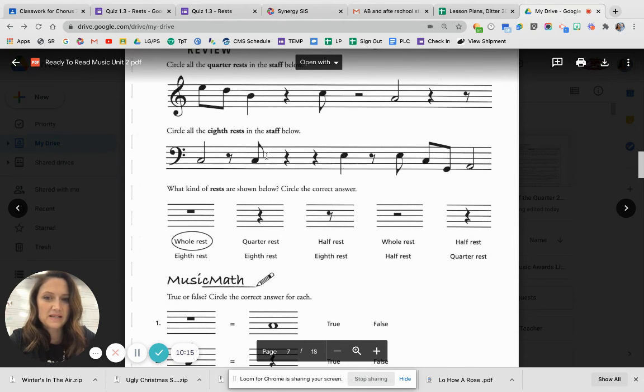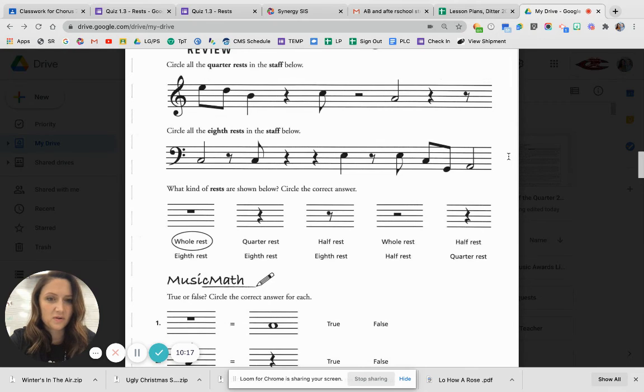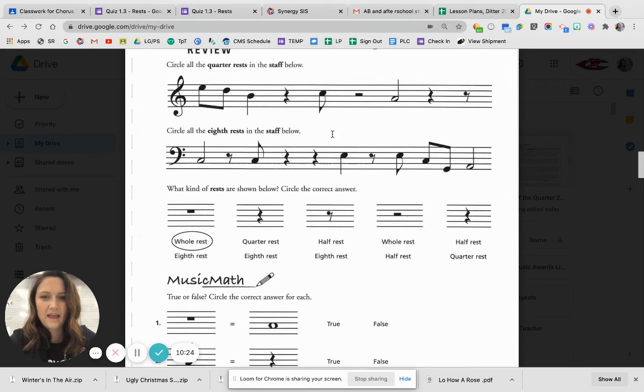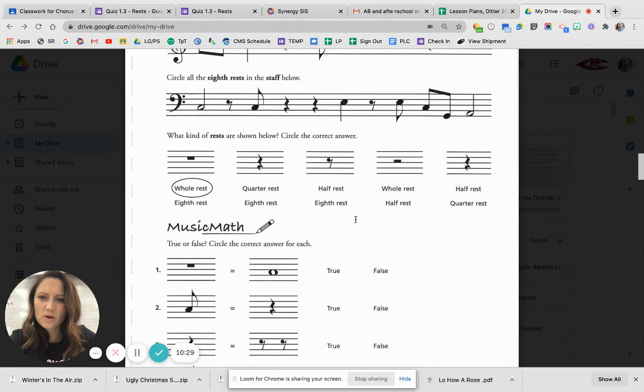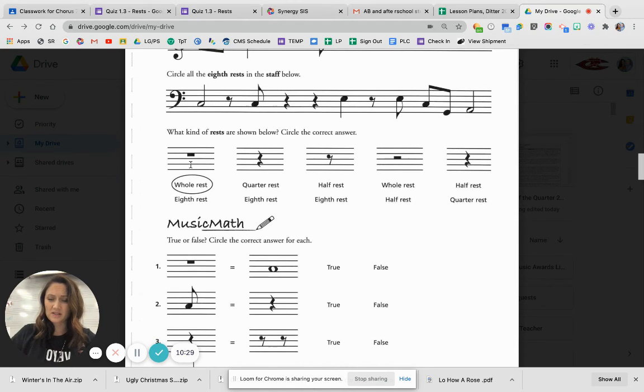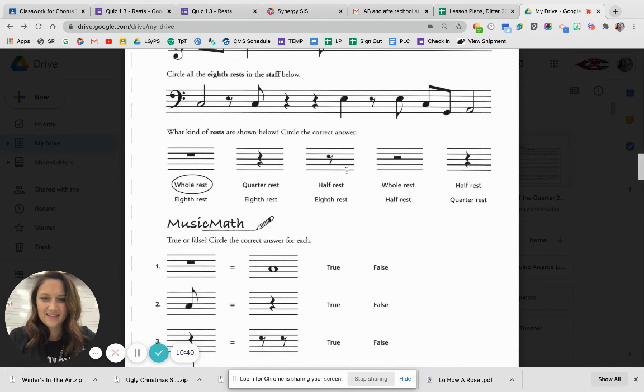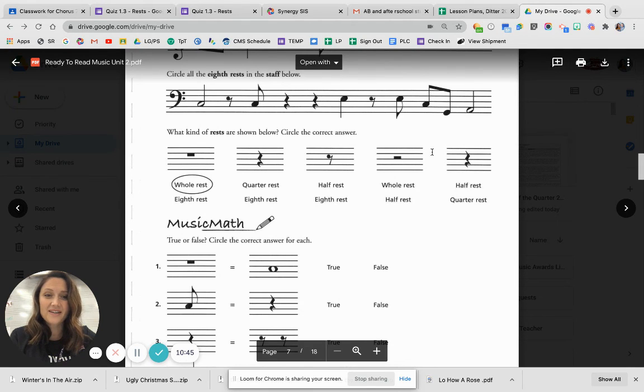Look through this bass clef line, find an eighth rest or two or three. The answer is there is one here and one here. You have two eighth rests. Below it says what kind of rests are shown. So in the first example, hanging off the fourth line is a whole rest. This one is a quarter rest. This one is an eighth rest. This one is a half rest, and this one is a quarter rest.